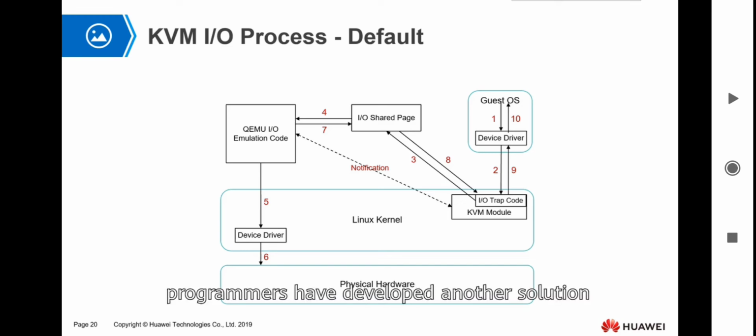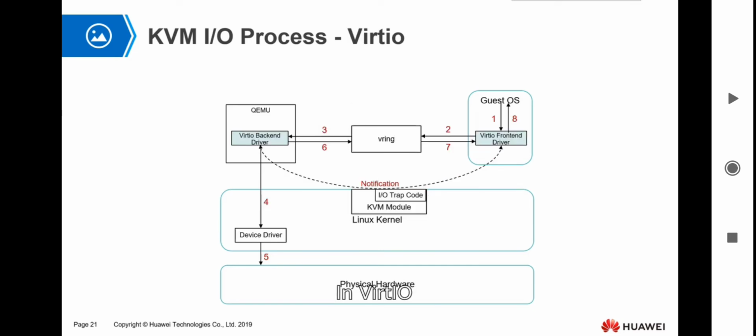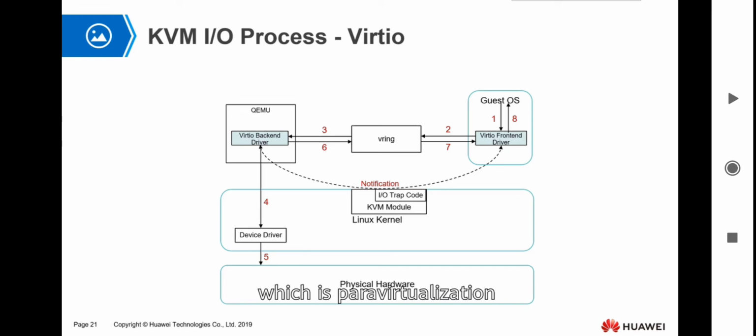Consequently, programmers have developed another solution for this problem, which is Virtio. In Virtio, this request no longer passes through the KVM module, and the result returned by QEMU does not pass through KVM. They can only send a notification via KVM. Then, the request and the returned result are placed in virtual space. This eliminates a step like KVM, which improves the performance of I/O virtualization, which is parallel virtualization.